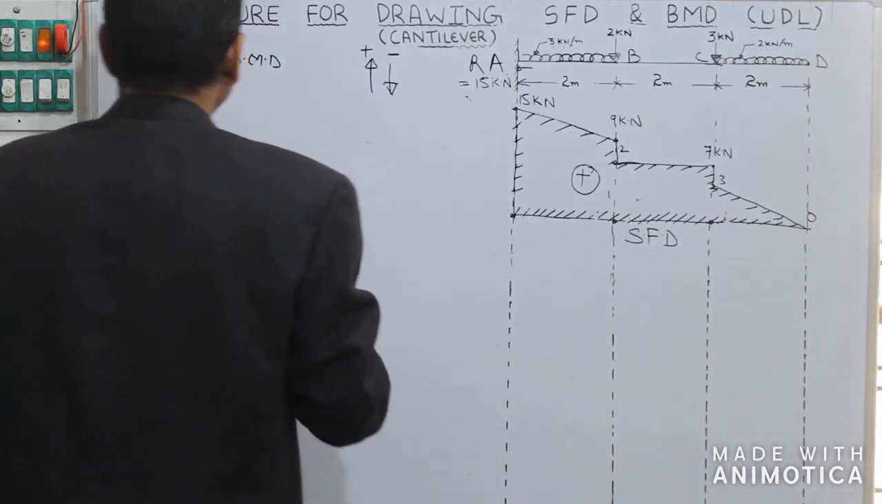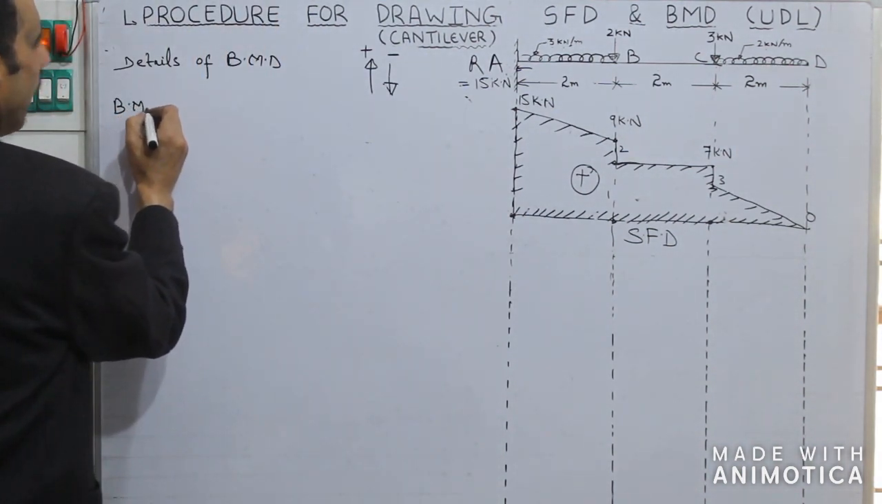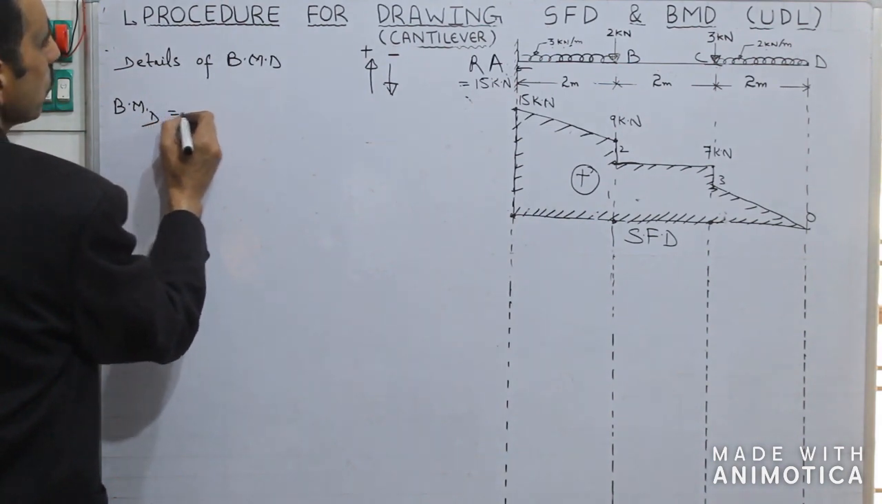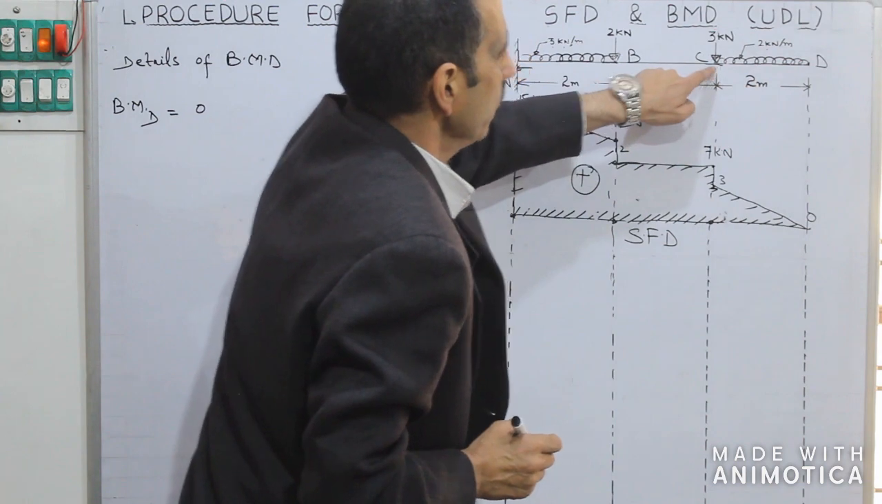Now, if I see the bending moment at D, we know it is 0 because it is the free end of the cantilever beam. Bending moment at C.